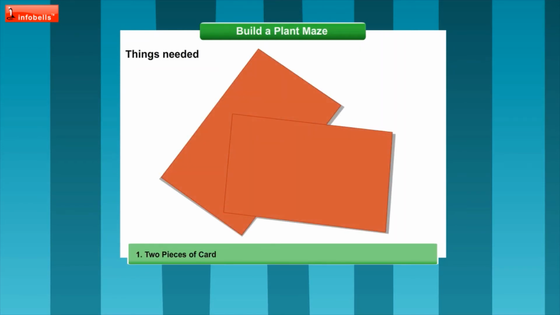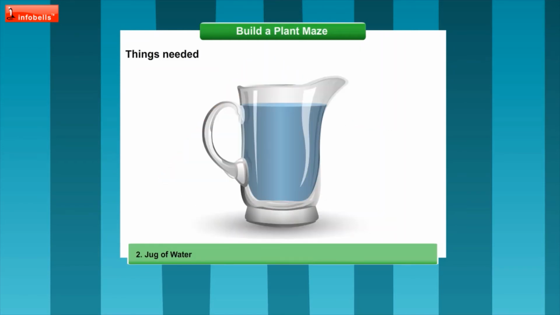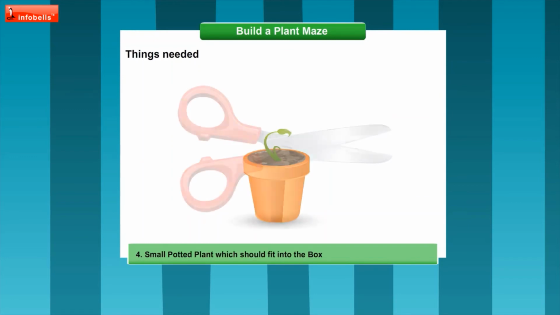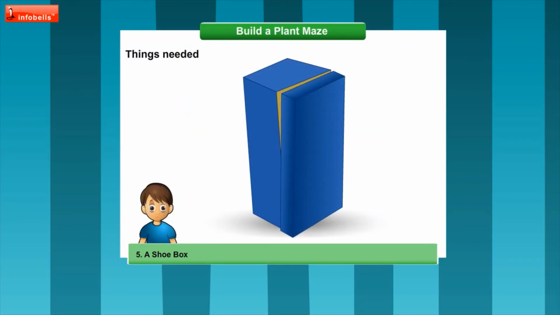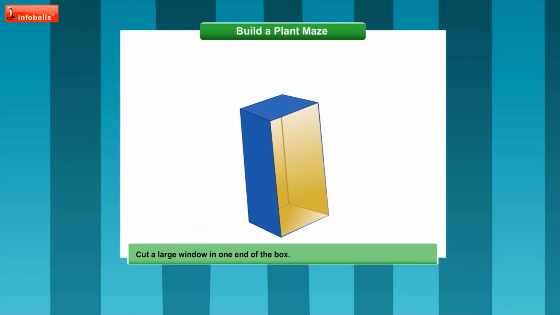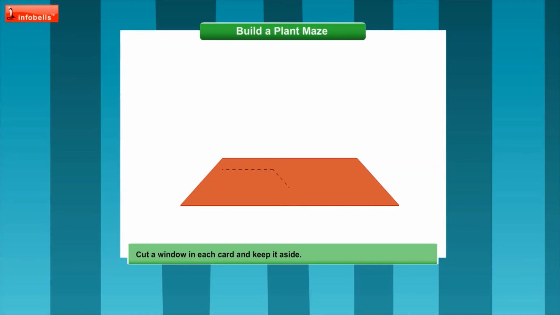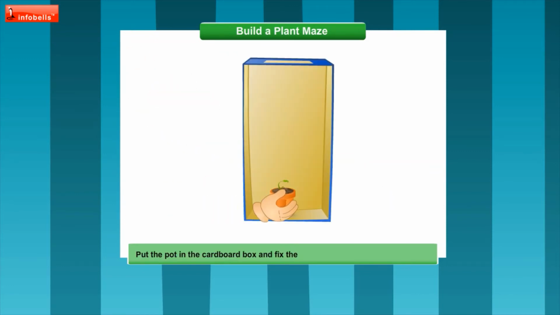We will need 2 pieces of card, jug of water, scissors, small potted plant which should fit into the box, and a shoe box. Shall we start? We will cut a large window in one end of the box. Cut a window in each card and keep it aside. Put the pot in the cardboard box and fix the cardboard piece slightly above it.